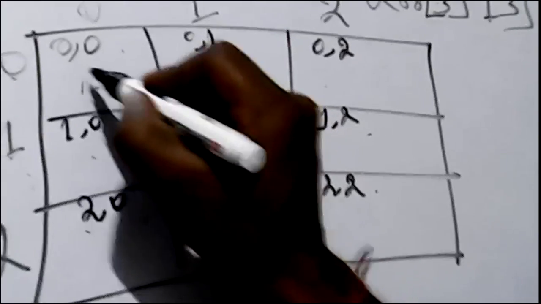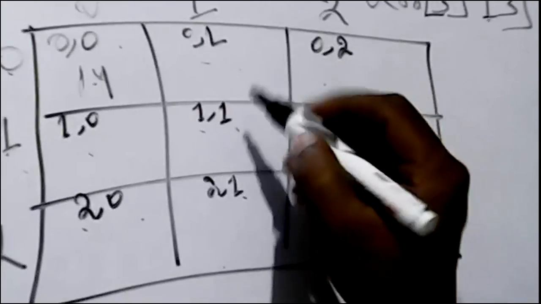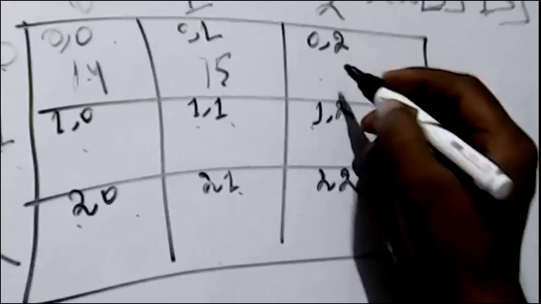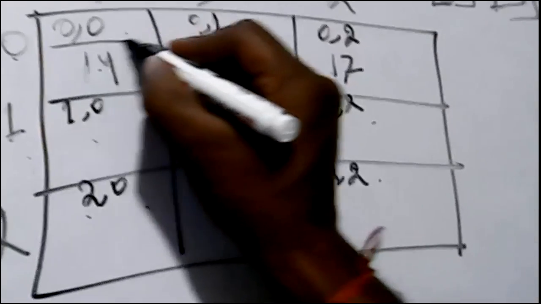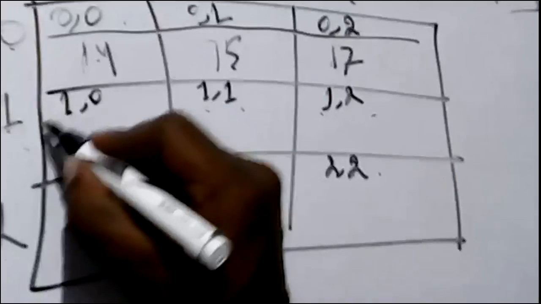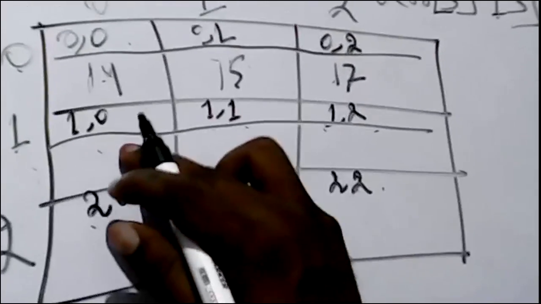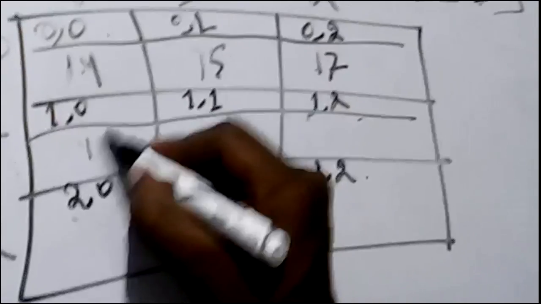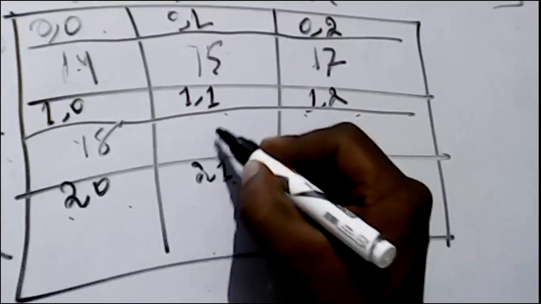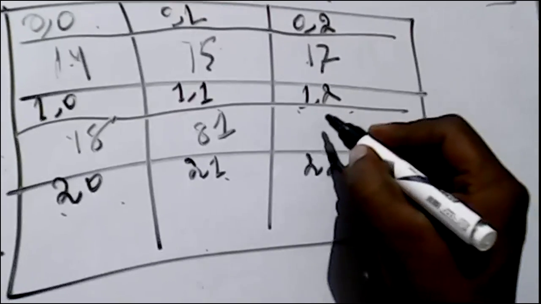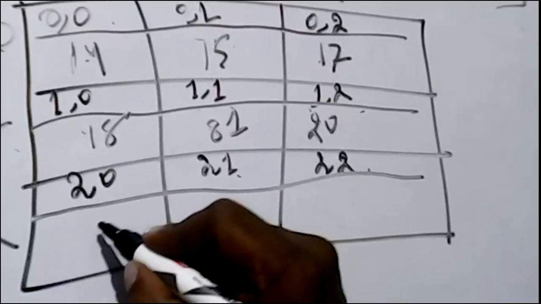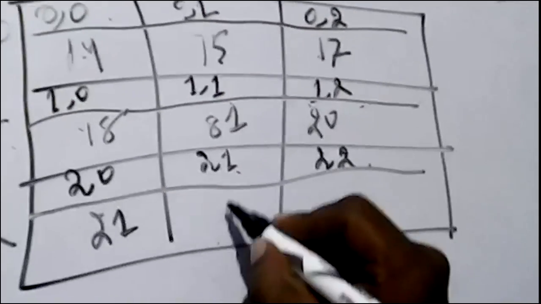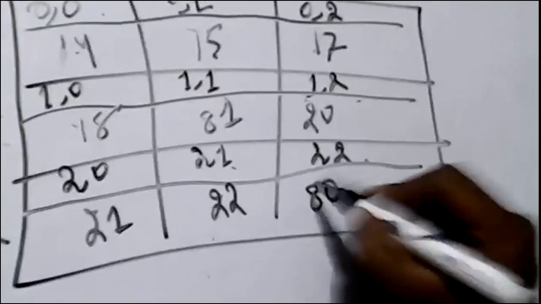So here, at index 0 0, we are storing 14. Here we store 15. Here we store 17. So these are the values we are storing, and this is the index number. Then in this position we are storing 18, then 81, then 20, then 21, 22, then 80.